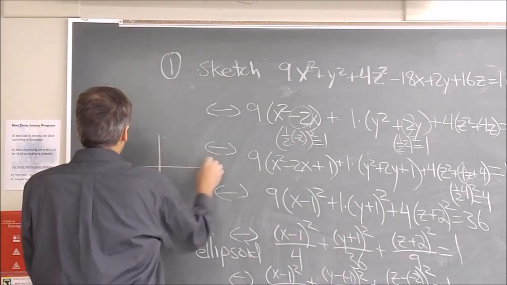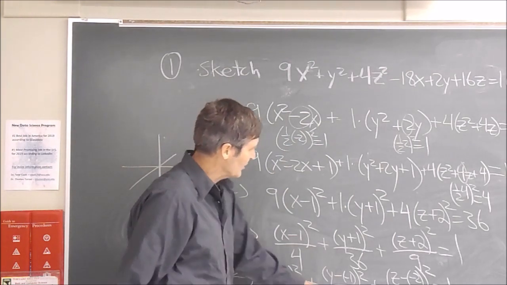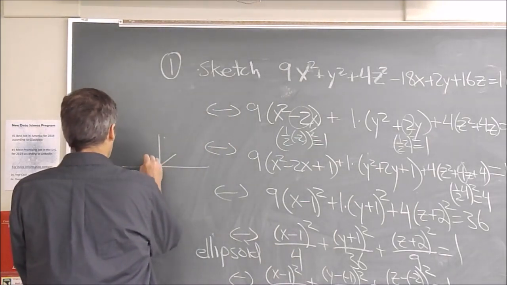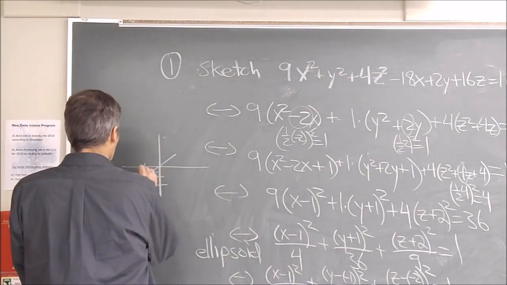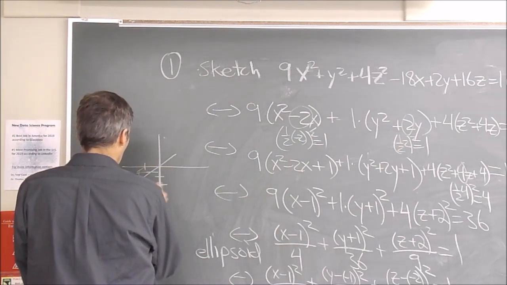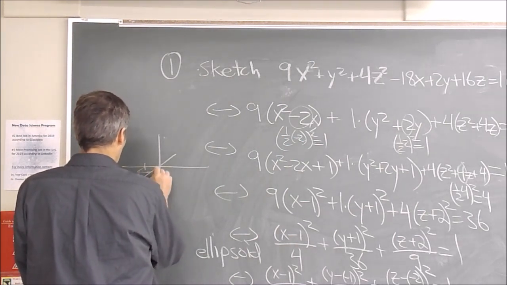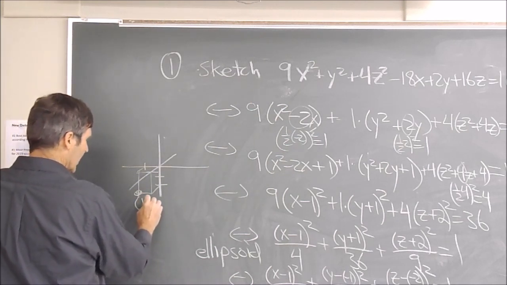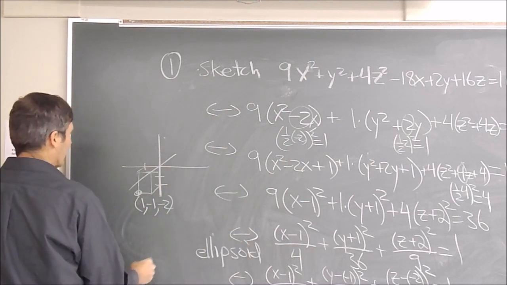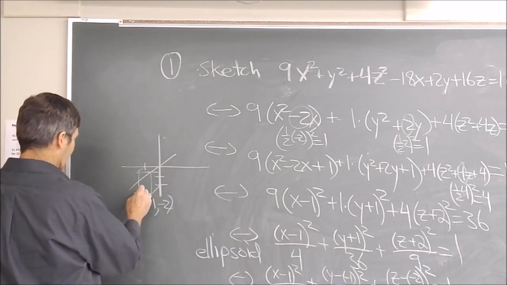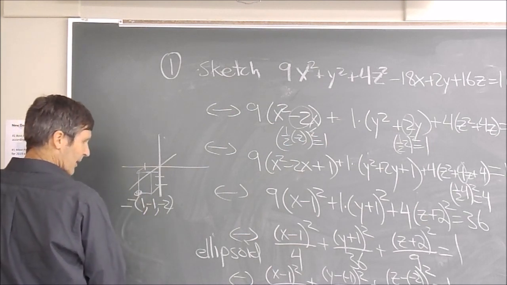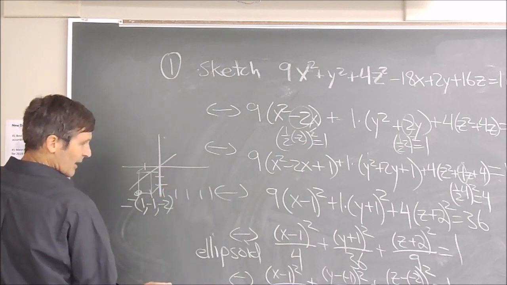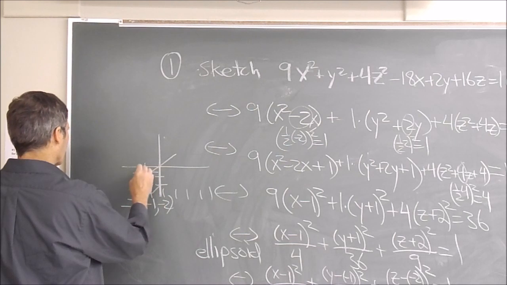So this is an ellipsoid with semi-axes 2, 6, and 3, but centered at 1, minus 1, minus 2, the numbers that are subtracted. So we go out to this far corner of the box at 1, minus 1, minus 2, and we draw an ellipsoid with semi-axes 2 in the x direction coming out this way, 6 in the y direction, 1, 2, 3, 4, 5, 6, and 3 in the z direction, 1, 2, 3.